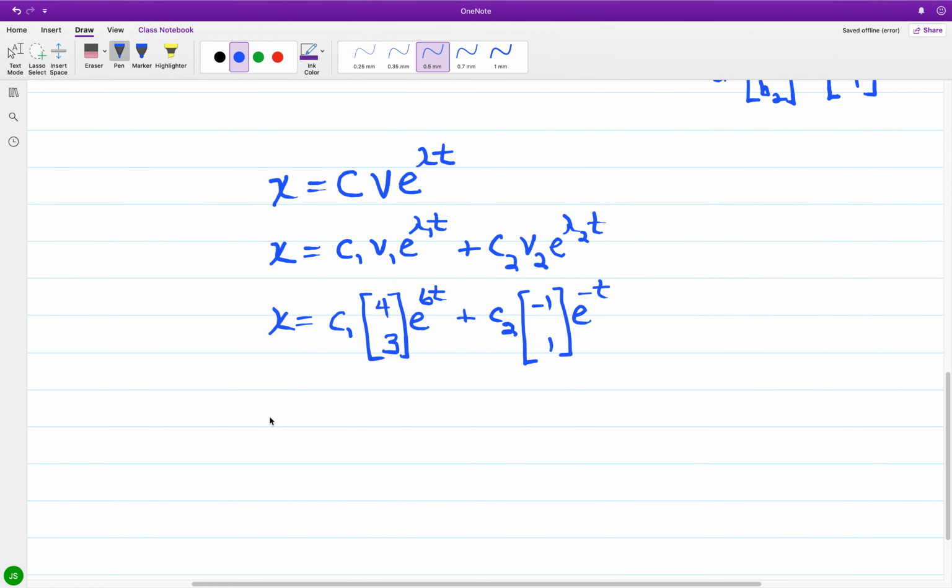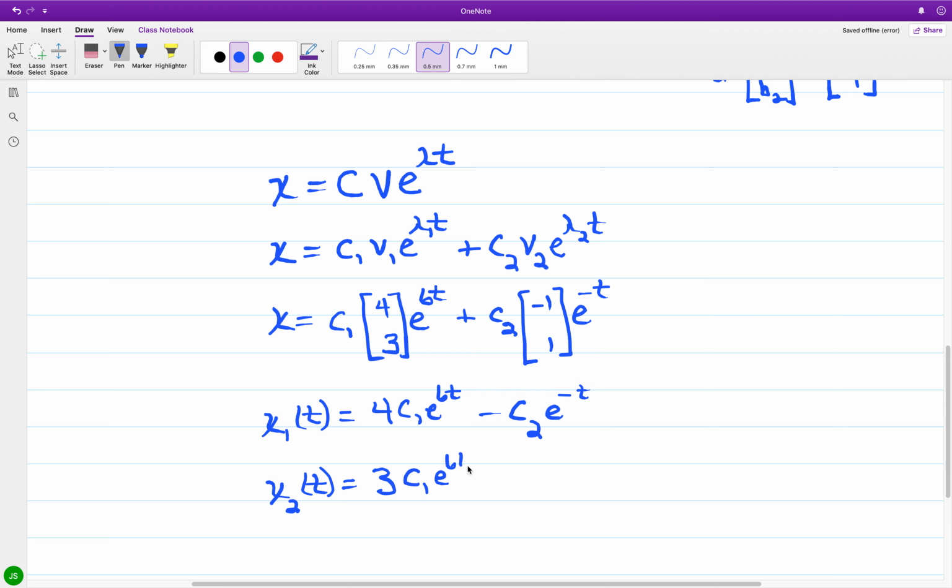So for the general solution, we have x1 of t equal to 4c1 e to the 6t minus c2 times e to the negative t. And for x2 of t, we have 3c1 e to the 6t plus c2 times e to the negative t.